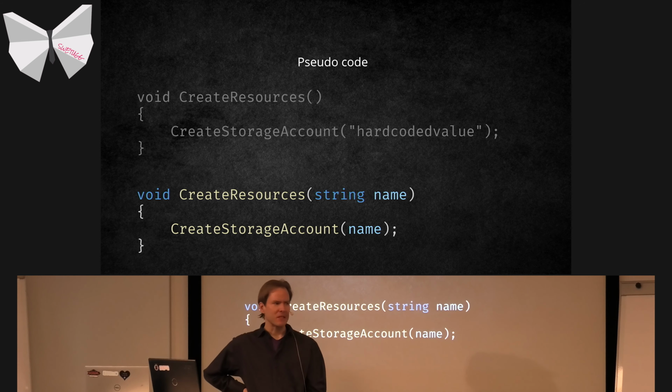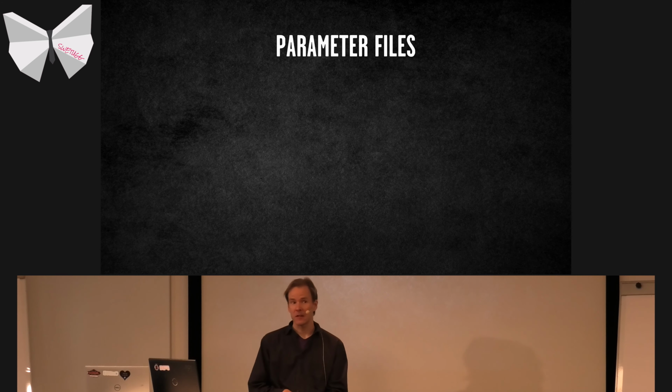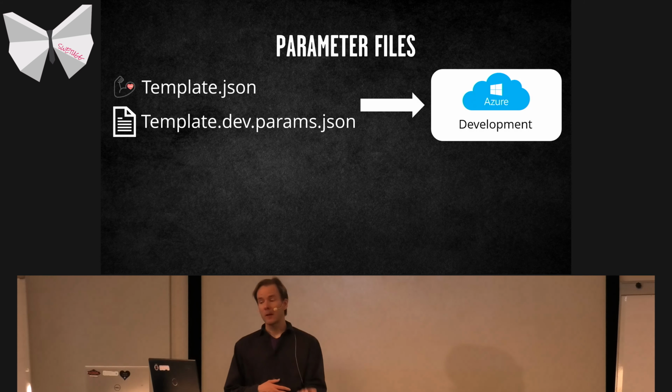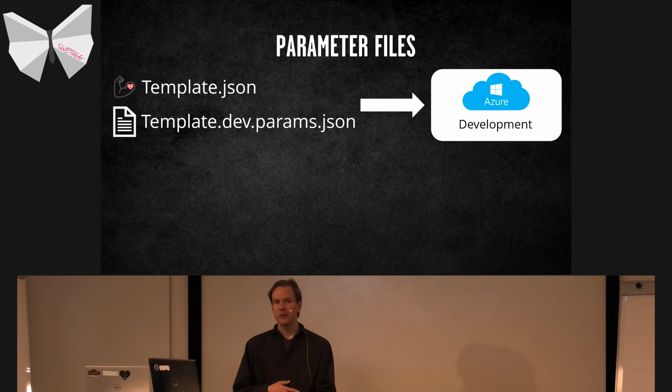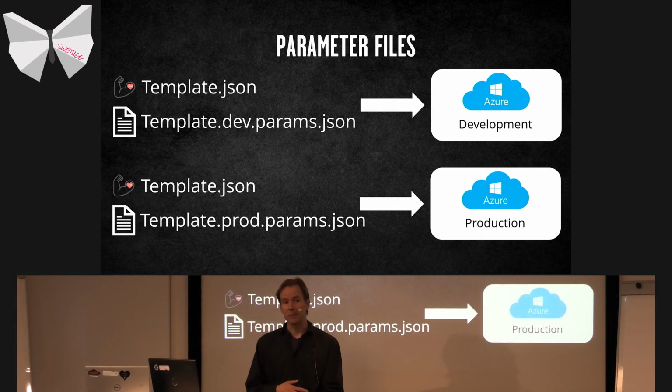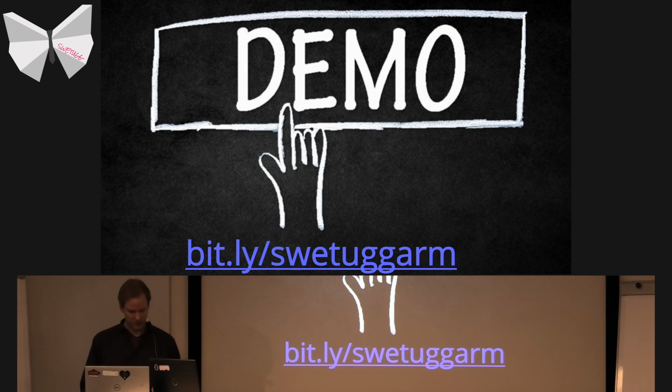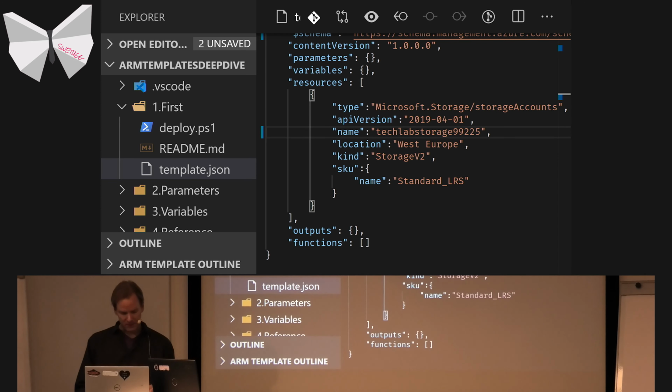But if you have parameters and you have different environments, it's a good thing to have parameter files. You put all the values of your parameters into one file, a parameter file, and then you specify that file when you deploy to development first, and then you deploy the same ARM template to production, but then you're using the production parameter file. So let's look at how you can do this with ARM templates.